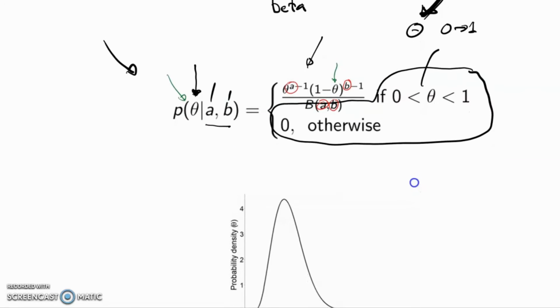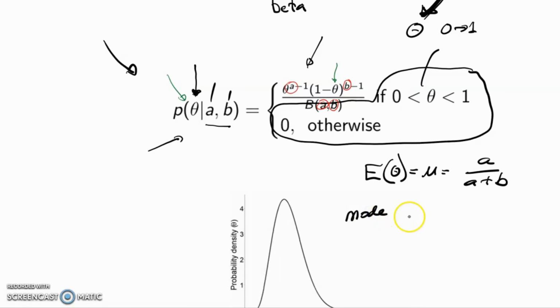Some features of the beta distribution: the expected value of theta, in other words the mean of theta, is equal to A over A plus B, and the mode of theta, which we represent as omega, is calculated as A minus 1 over A plus B minus 2.